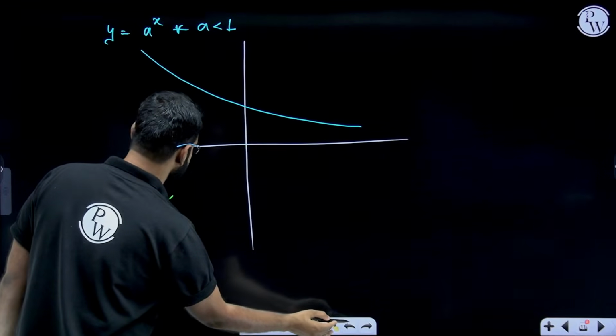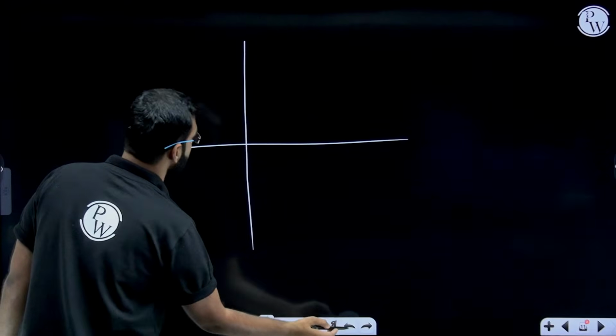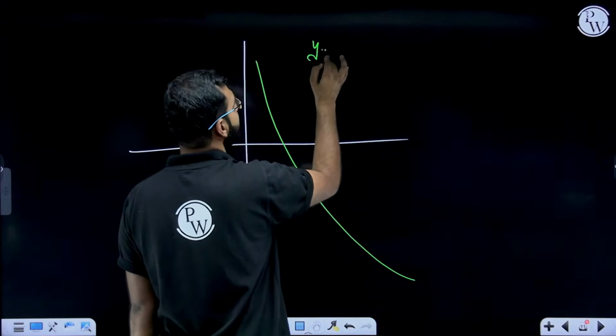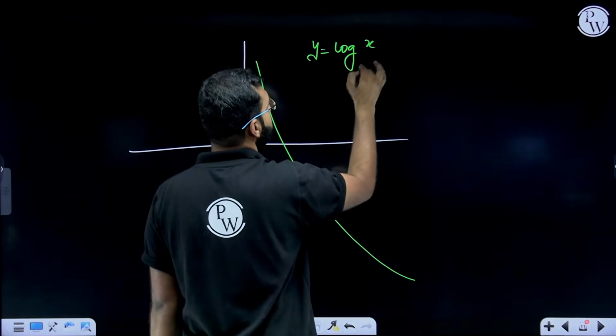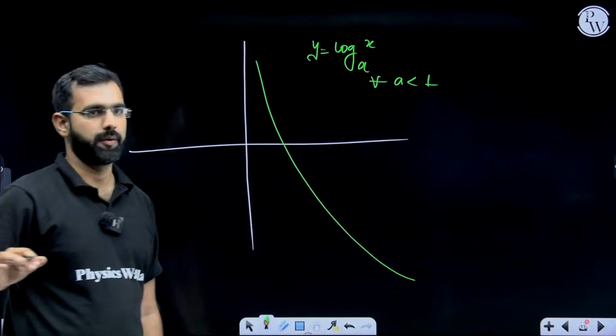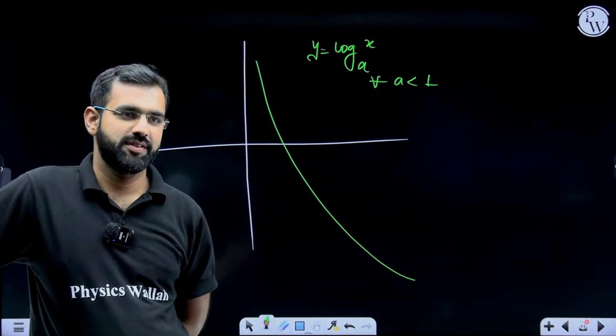All I'm saying is that if this was the graph of a to the power x, please remember, if I ask you to draw the graph of y equals log x base a when a is less than 1, then this is how it is drawn. Okay, great. This much is enough for now.